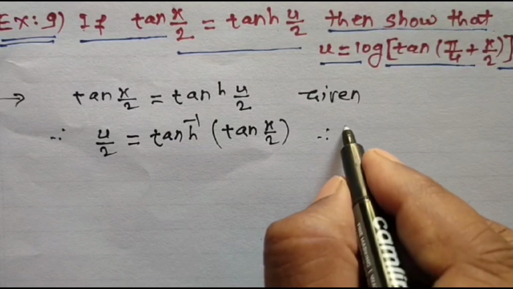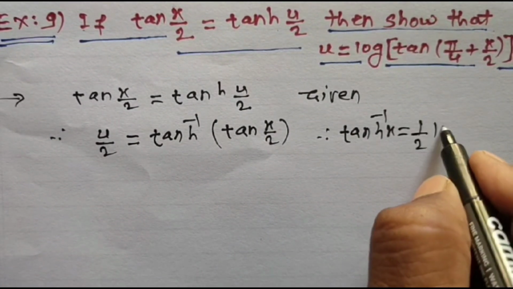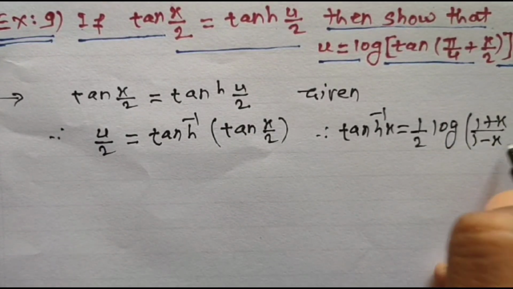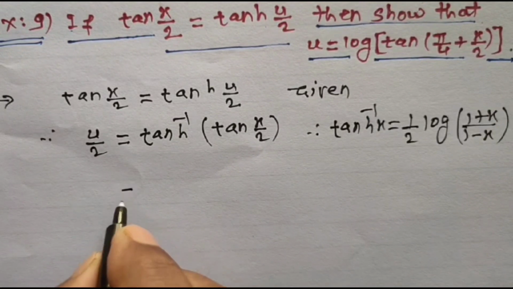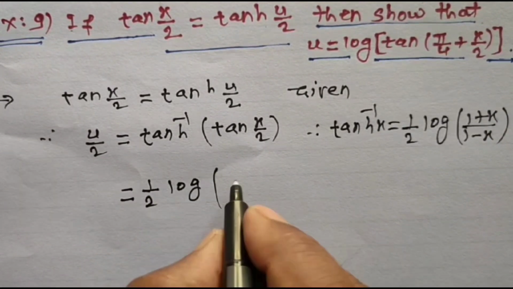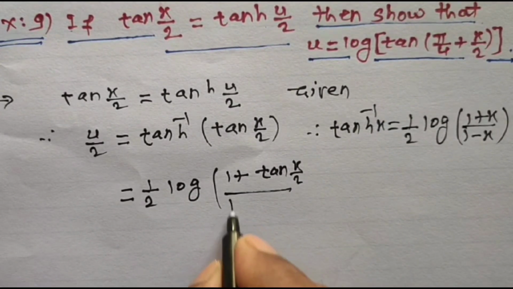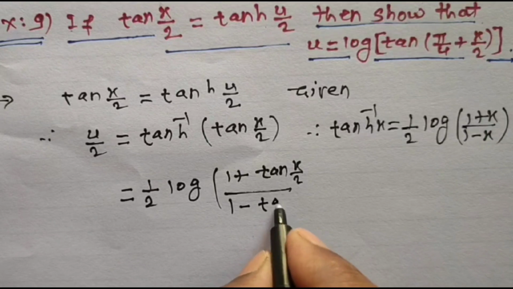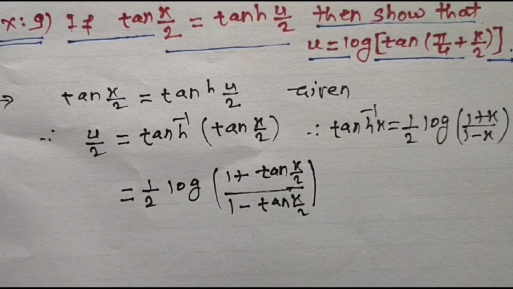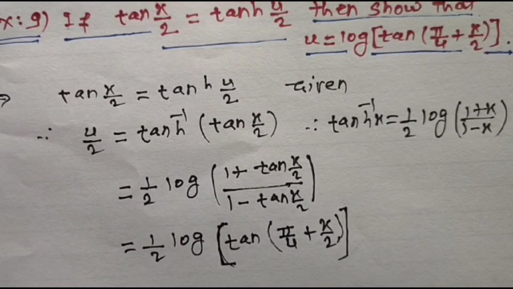But you know, hyperbolic tan inverse x is equal to 1 upon 2 logarithm of 1 plus x divided by 1 minus x. Use this formula, then the right hand side becomes 1 upon 2 logarithm of 1 plus tan x upon 2 divided by 1 minus tan x upon 2. And this 1 plus tan x upon 2 divided by 1 minus tan x upon 2 is nothing but tan of pi by 4 plus x upon 2.